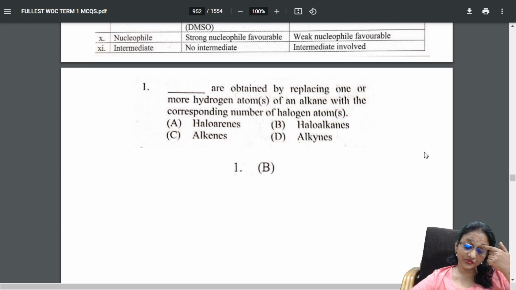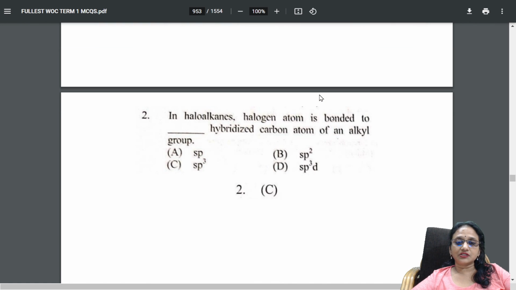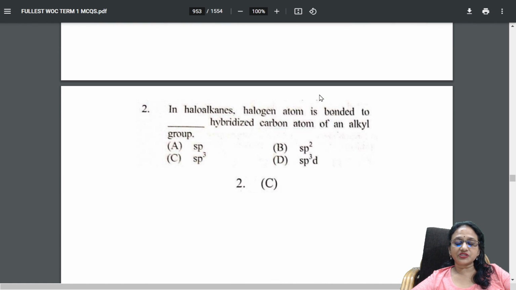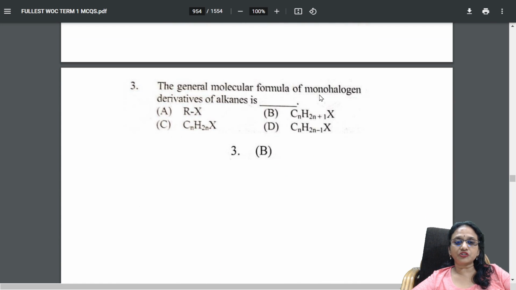All right, let us see, students. Different questions are asked, like: a dash are obtained by replacing one or more hydrogen atoms. Okay, we very well know haloalkanes are derivatives of hydrocarbons. Take out one hydrogen, add one halogen, you'll get haloalkanes, correct? Like that, different questions on haloalkanes, hybridization, general formula.